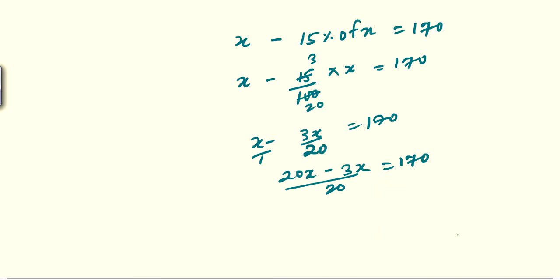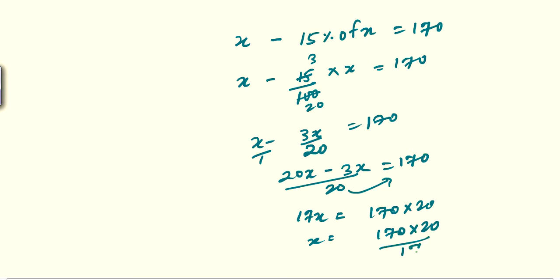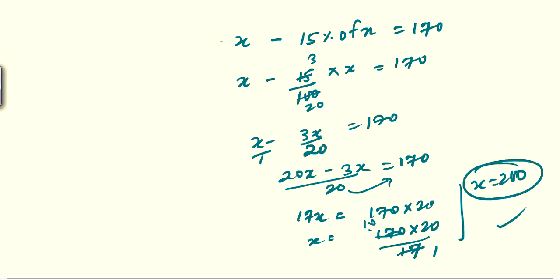Okay. So now 20x minus 3x will be 17x, and transposing this 20 to the right hand side. So 170 into 20. Now x equals to what? 170 into 20 upon 17. So 17 ones are 17, then 17 tens are 170. So 10 into 20, 200. x equals to 200. So that number is 200.